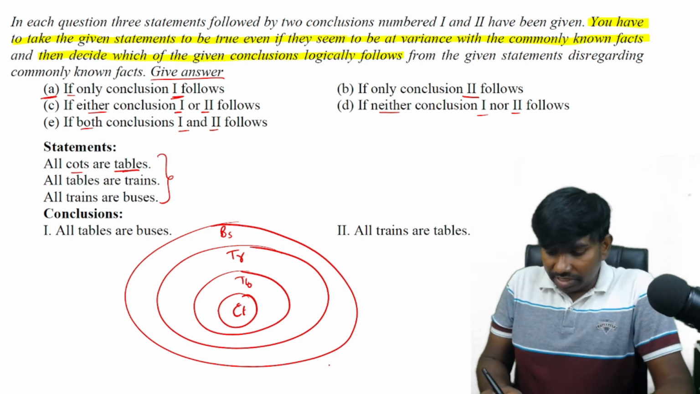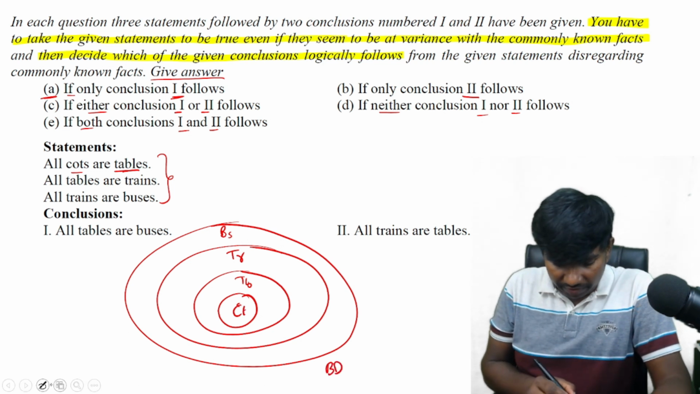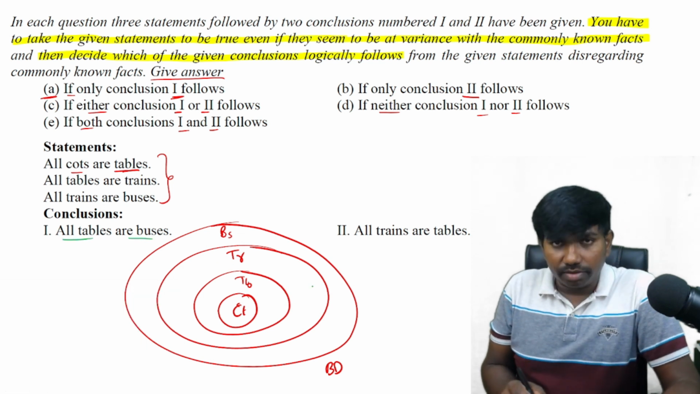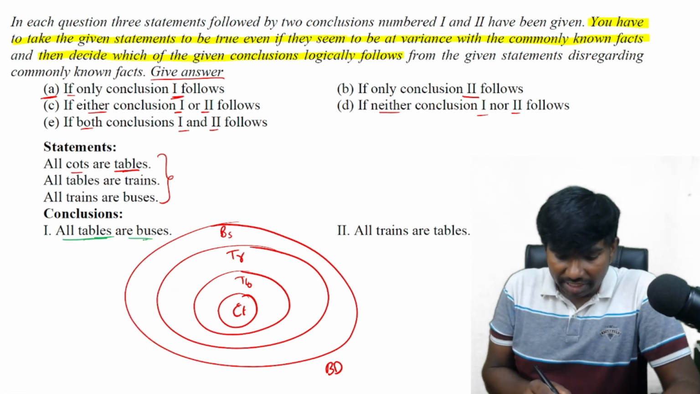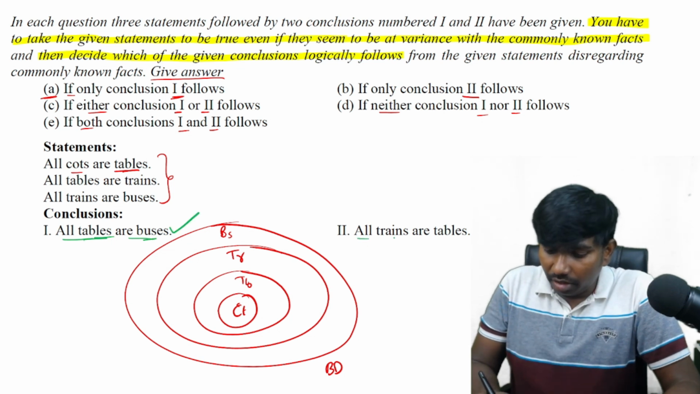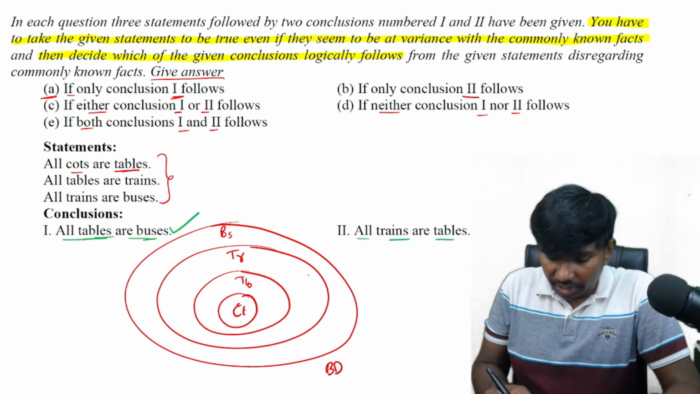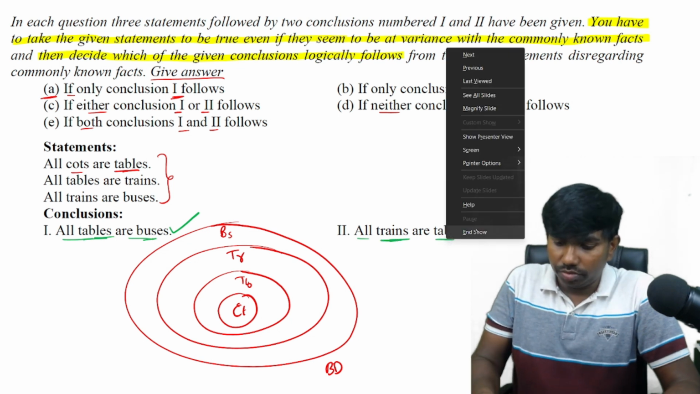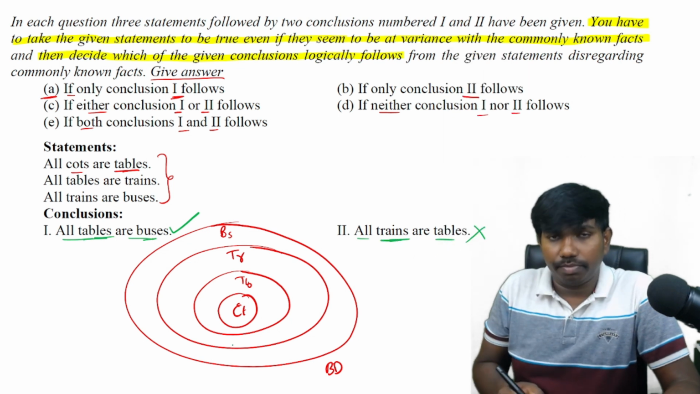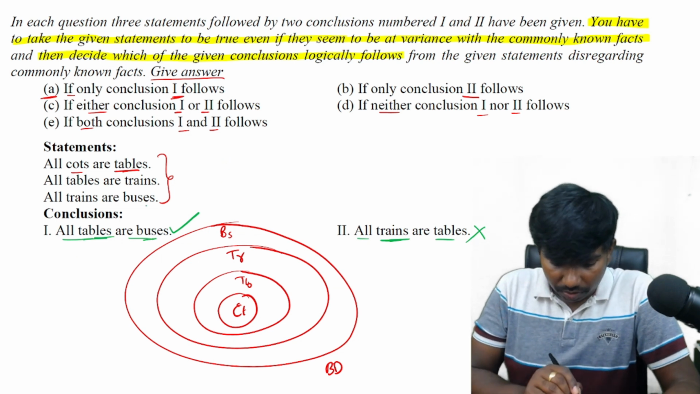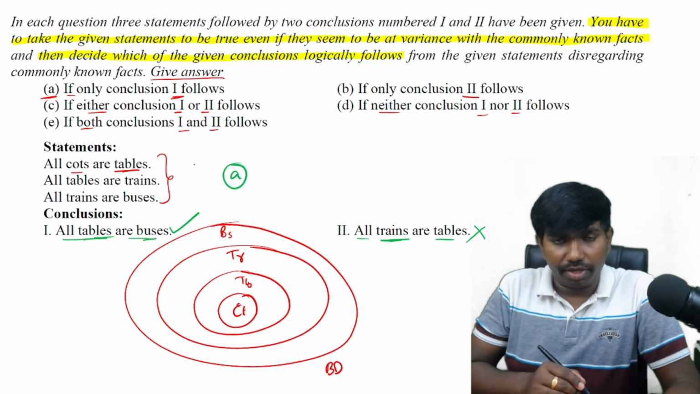So this is the basic diagram. Now verify the conclusions from this. All tables are buses. Tell me from the diagram, is the complete table circle inside the bus circle? Yes, it is, means true. Second, all trains are tables. Tell me from the diagram, is the complete train circle inside the table circle? No, that means it is fail. So the answer for this question is option A, only conclusion 1 is true.